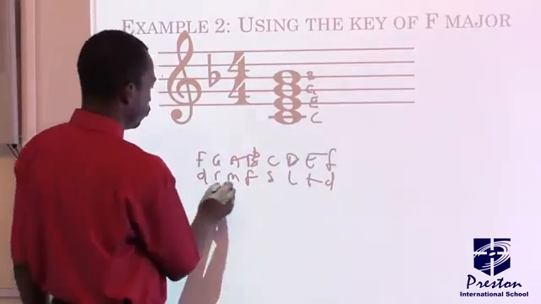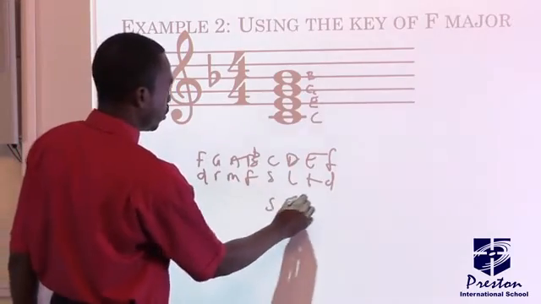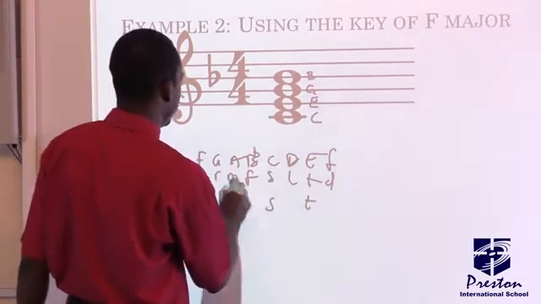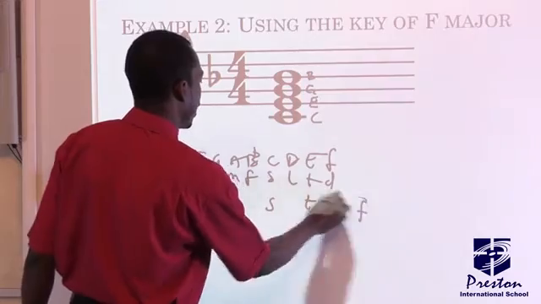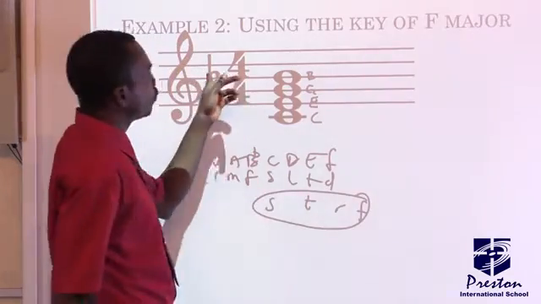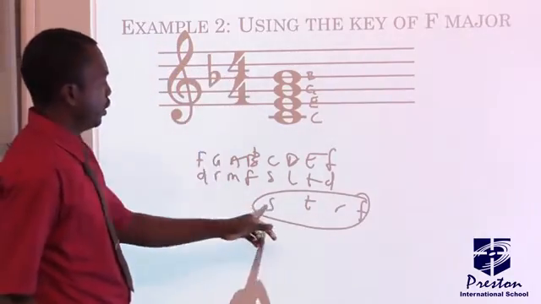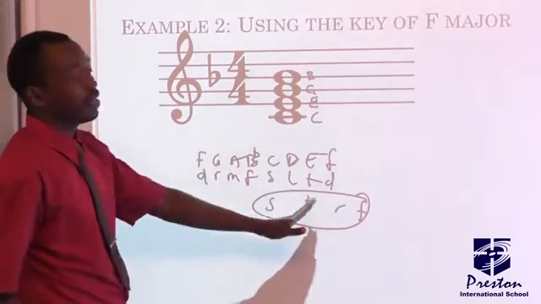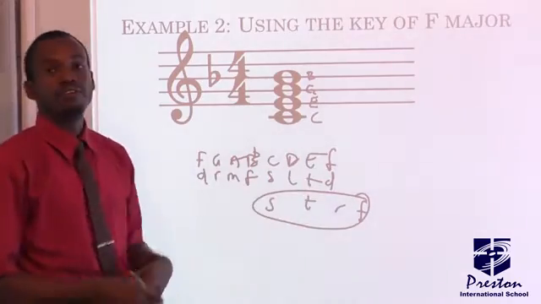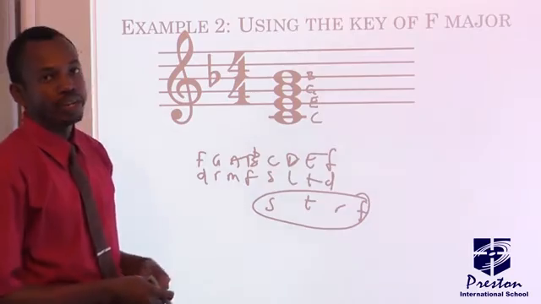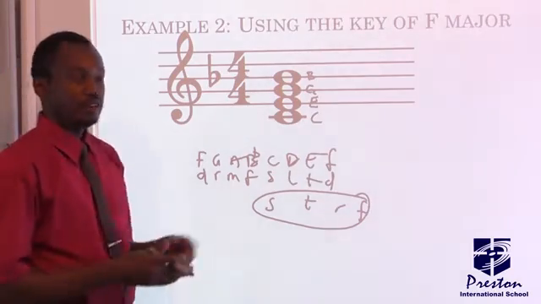So now this is going to give us what? So, Ti, then Re, Fa. That is using the key of F major. You can see, once you see anything like this on any key, So, Ti, Re, Fa is going to be your dominant seventh. I hope you understand it.